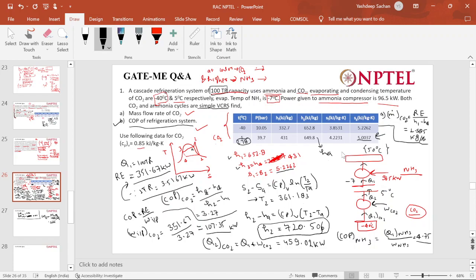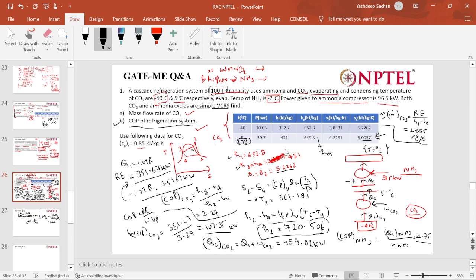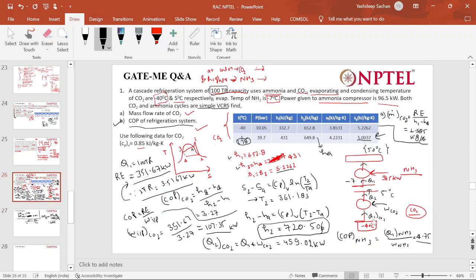Simple, Q1 by W in 1 plus W in 2. So the COP of the overall system would be, what is the real COP formula? This is the refrigeration effect by energy input. So in this system, how much energy have we given? Two places, right? Here W of CO2 and W of NH3, and the refrigeration effect is what? Refrigeration effect is only this Q1 actually, and here we are doing two times because two refrigeration cycles are working. So for the overall system, if you are going to find the COP, then the main refrigeration effect is this only.